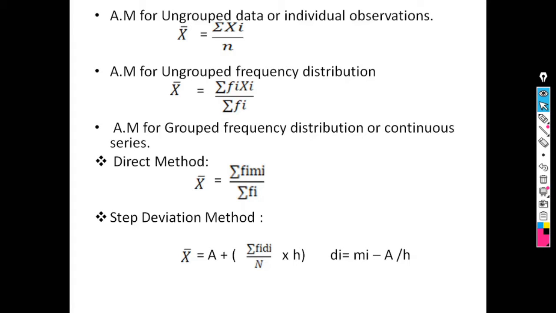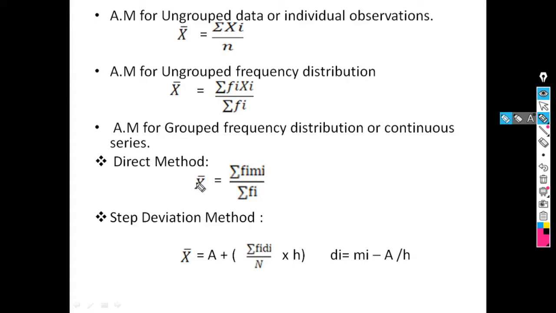After that, we saw calculation of arithmetic mean for different type of data. So first, arithmetic mean for individual observation is given by x bar is equal to summation of xi upon n. N is a number of observation. Then arithmetic mean for ungrouped frequency distribution. Its formula is x bar is equal to summation of fi into xi upon summation of fi. After that, arithmetic mean for group frequency distribution or continuous series. It is given by two methods, either by direct method or step deviation method.